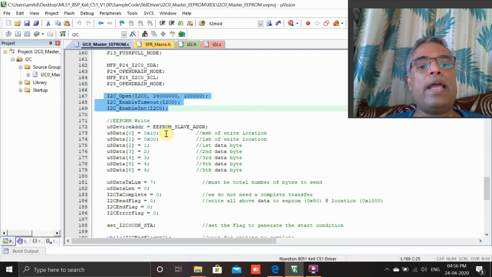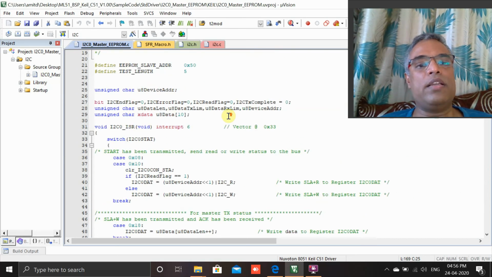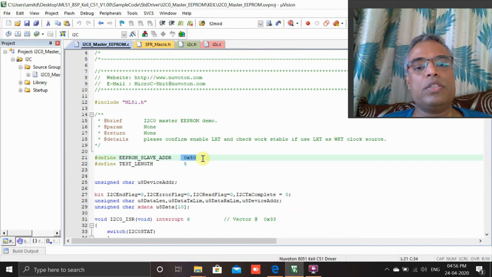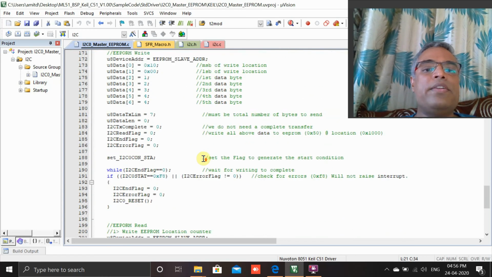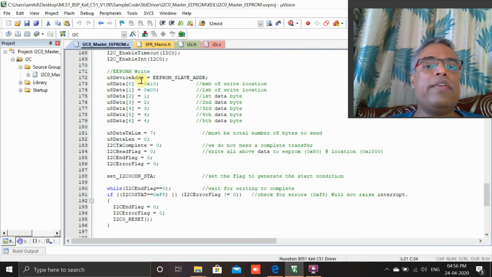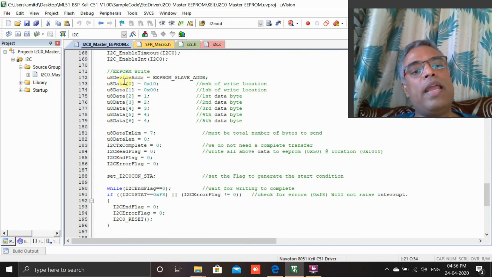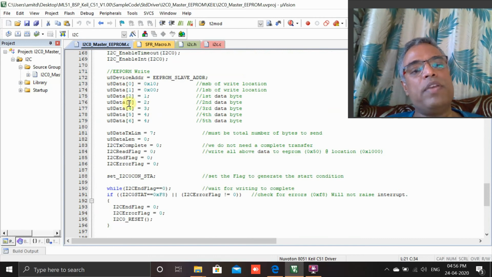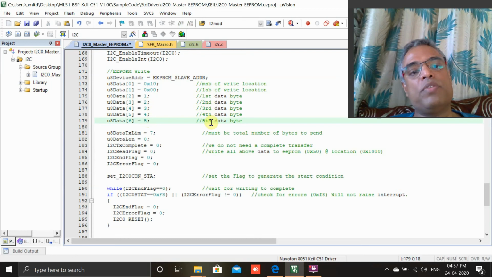Now here I have the EEPROM slave address, which is 50H. I showed you here, so this is 50H. I write this address to this U8 device address variable, and I have about 7 variables here, an array of U8 data. So how do I populate them? My idea is to write 1, 2, 3, 4, and let's put 5, so 5 bytes of data to the EEPROM.